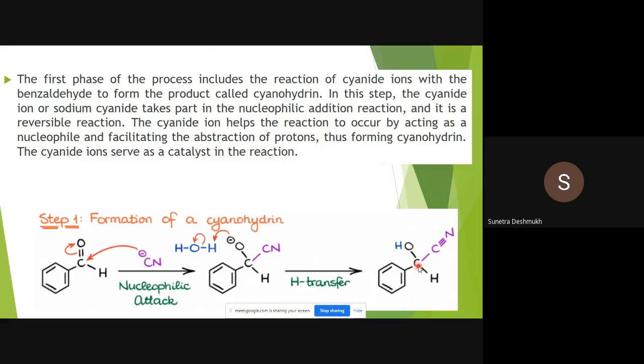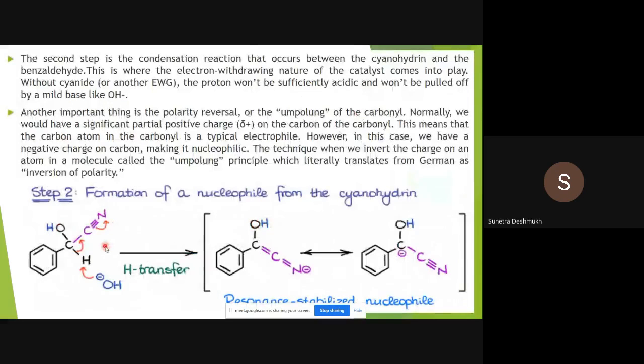So the first stage is the formation of cyanohydrin from benzaldehyde and cyanide as a nucleophile. The cyanide serves as a catalyst in this reaction. Nucleophilic addition across the carbonyl group occurs, and once the alkoxide is generated, that alkoxide abstracts a proton from water as a solvent. So here we got cyanide and a hydroxy group on the same carbon atom, which is the cyanohydrin. Once we have the cyanohydrin, the second step is the abstraction of a proton from it.